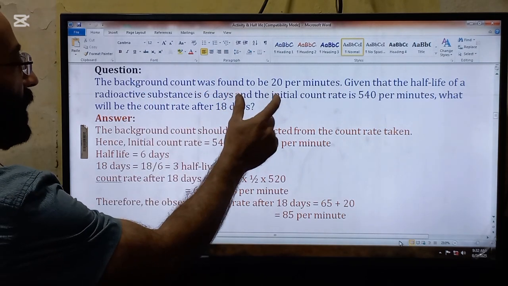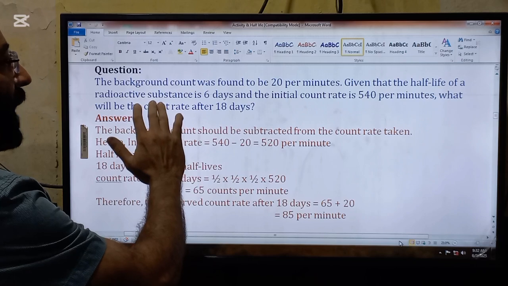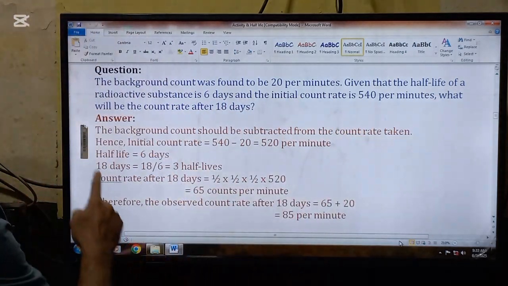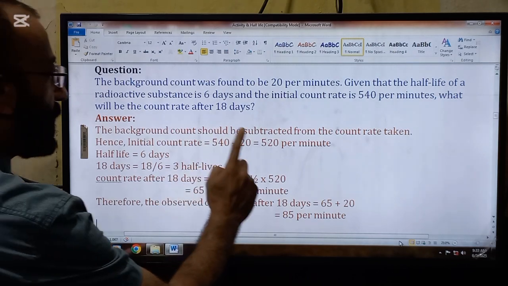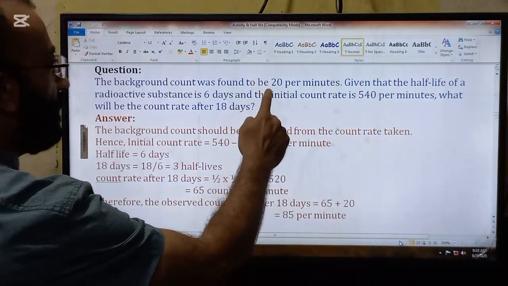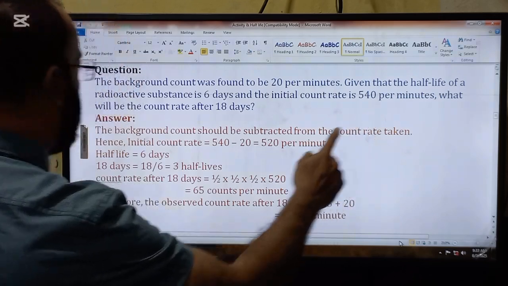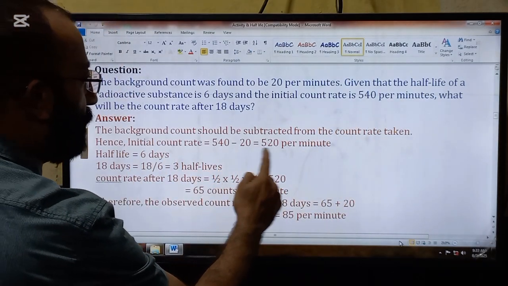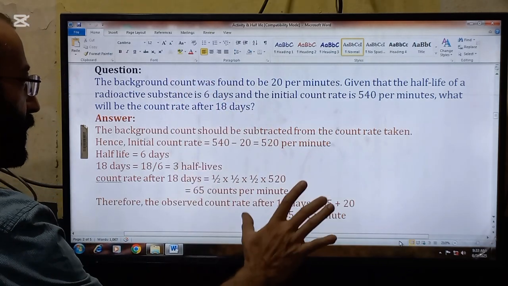Background count rate was given. So whenever the background count rate and the initial count rate are given, first the background count rate should be subtracted from the initial count rate. So 20 will be subtracted from 540. So the initial count rate will be 540 minus 20, which is equal to 520. So this will be the first step.